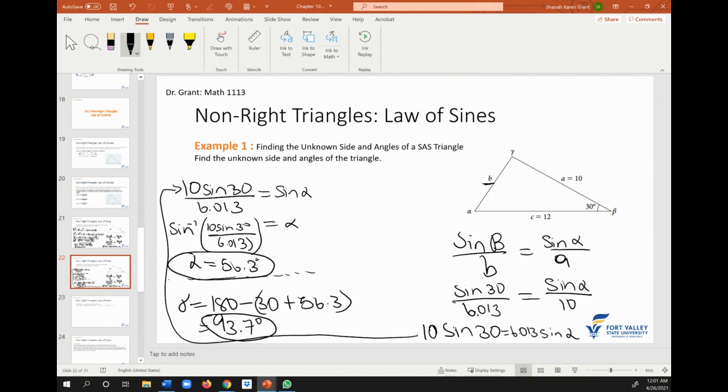So in an instance where we are missing a corresponding side or angle relationship where we can utilize the law of sines, then we can always use the law of cosines.